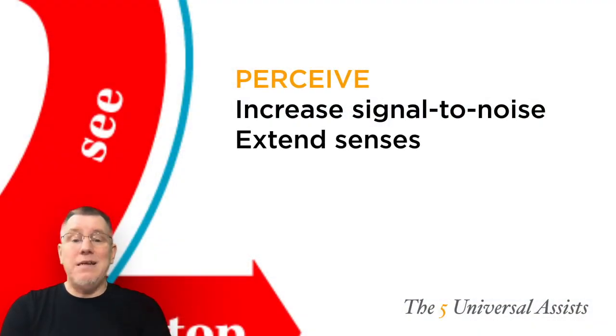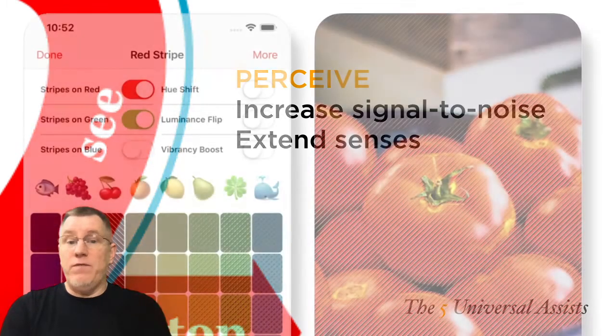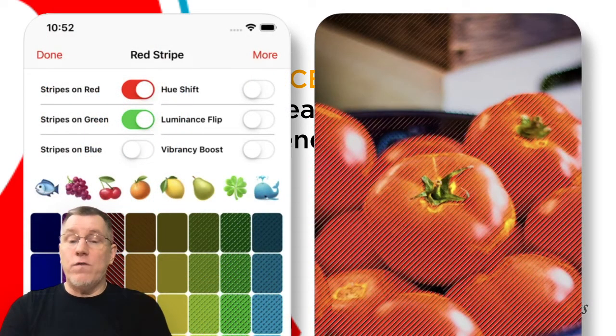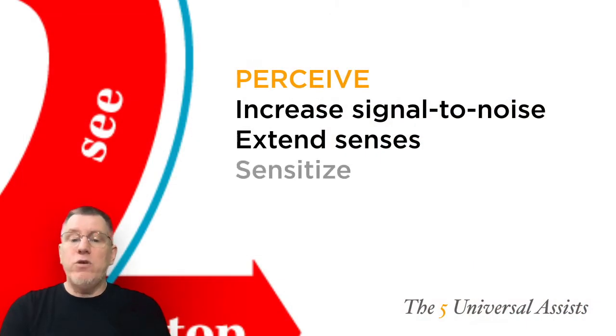You can also extend their senses, helping them visualize or audialize things that are normally imperceptible. If you've never seen the Red Stripe app, this overlays patterns onto blocks of colors in the camera feed, and this allows colorblind people to see them. You can also sensitize users to a potential event, show them what to look for, and let them practice to increase their perceptiveness without the assist. Note that these all work whether you're building on AI or not, even though AI gives us some new tools to make them even more powerful.